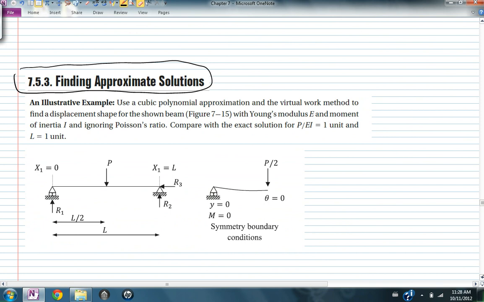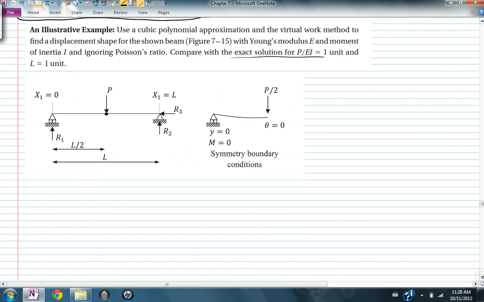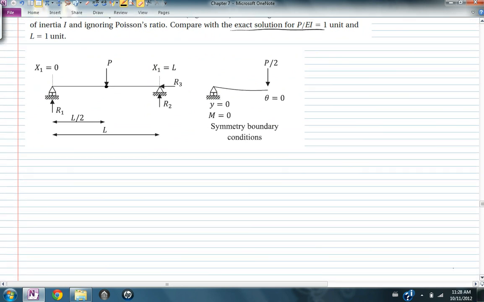In this example, we have a beam with a concentrated load in the middle. We need to use the virtual work method to find the displacement shape for the shown beam, and we want to compare with the exact solution. So let's try to understand first what's the exact solution and what is the approximate solution.